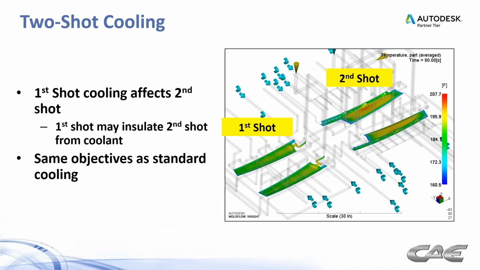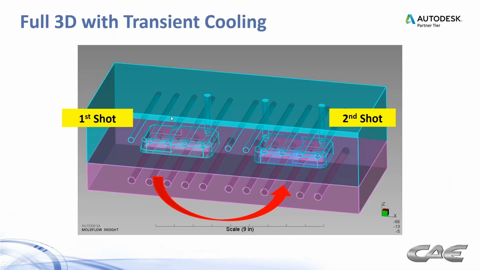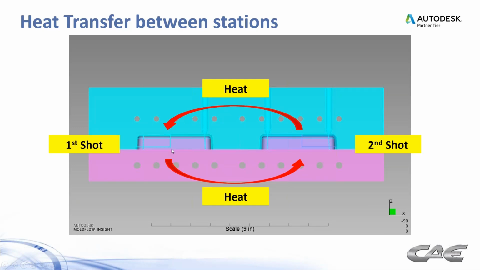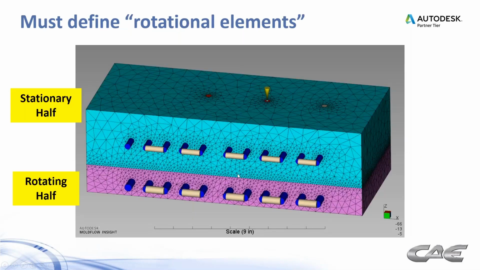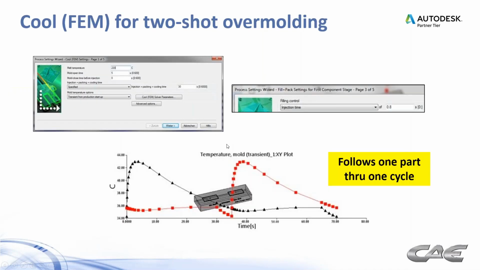But again, same objectives as standard cooling. You still want uniformity, you still want efficiency, but now we have the ability to marry the parts together in simulation. So we do a full 3D analysis with transient cooling. We have a first shot over here, we have a second shot over here, molded over top of that. We have heat transferring from shot 1 to shot 2 and vice versa. And this gets a little deep into the woods, as you know, if you're an analyst, but you have to define things a certain way in Moldflow to get this to work properly.